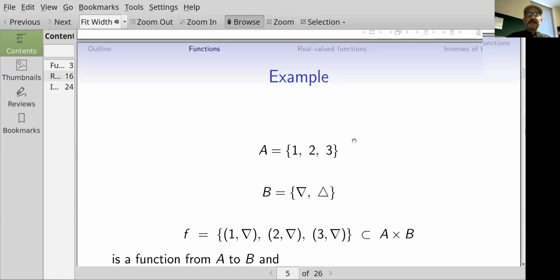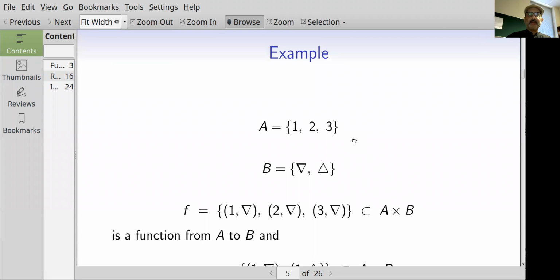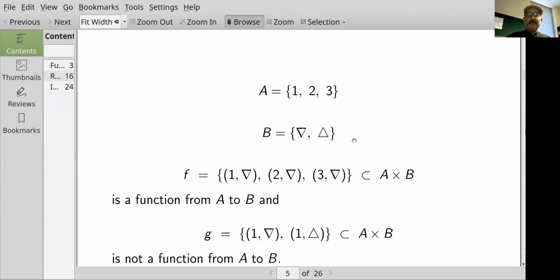Okay, so for example, A is the set that consists of the elements 1, 2, 3. B is the set which consists of the nabla symbol and triangle. So f is equal to some subset of A cross B. Let's say it has elements (1, nabla), (2, nabla), and (3, nabla). So this is a function from A to B.